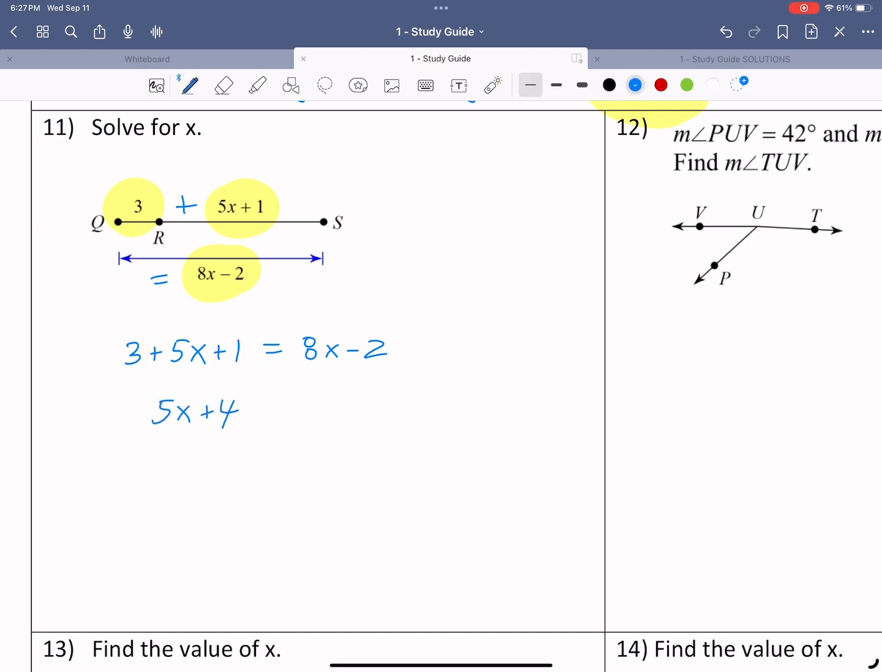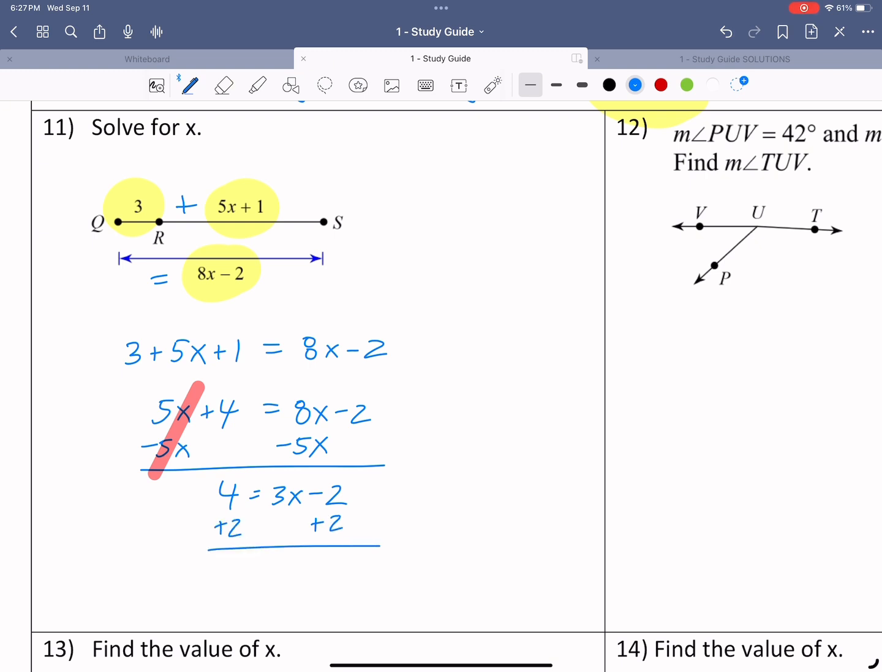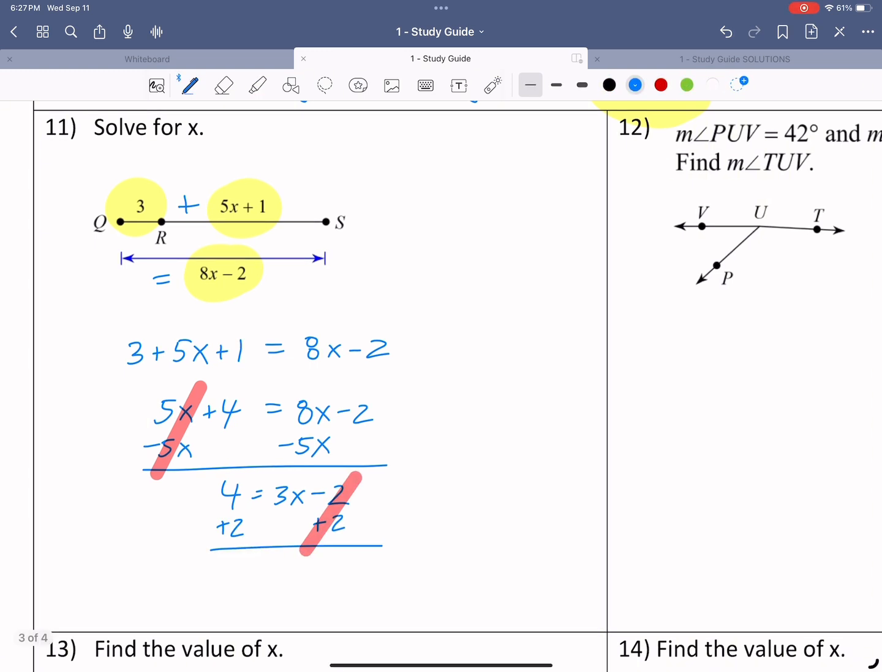And again, the way we got that was we saw that these were like terms, right? Equals 8x minus 2. Subtract by 5x, subtract by 5x. This is going to cancel. 4 equals 3x minus 2. Add 2 to both sides. 6 equals 3x divided by 3 divided by 3. And again, this should give you 2 equals x. We're just solving equations. Hopefully nothing too crazy here. And honestly, that's all they asked for. That's all we need to find. Read your questions very carefully.